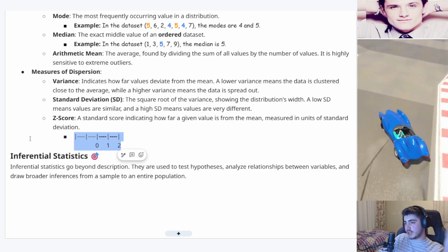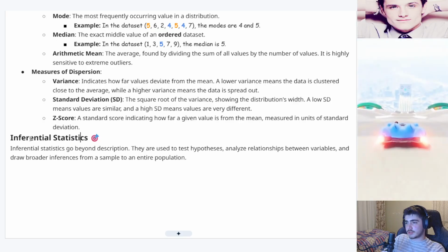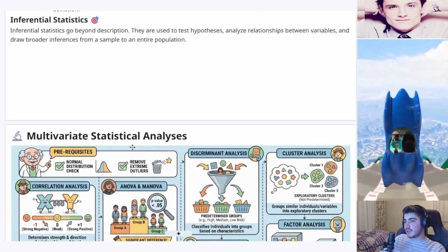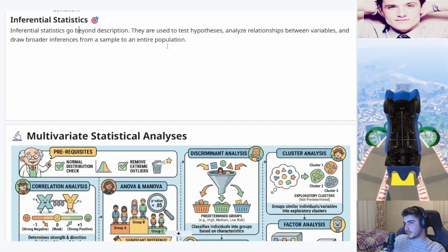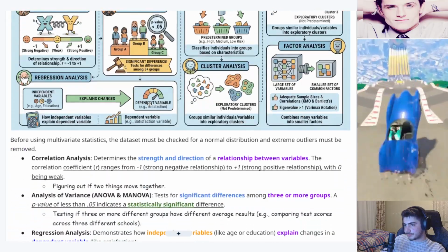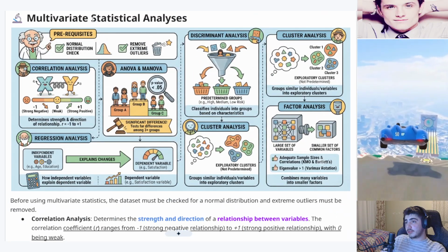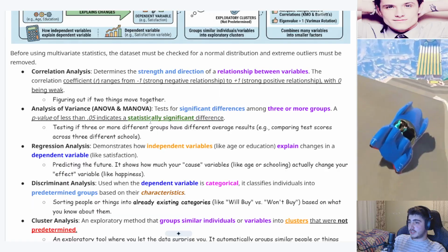I don't know if you need to know these, but I just know them, so I want to do something with them. Inferential statistics go beyond description, as we discussed. We have multivariate statistical analyses.